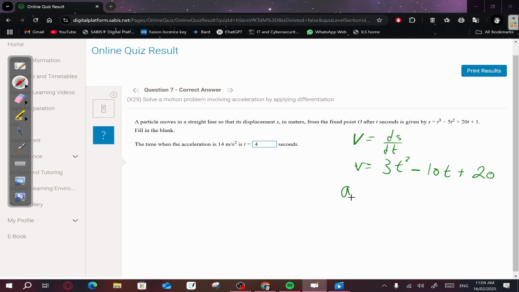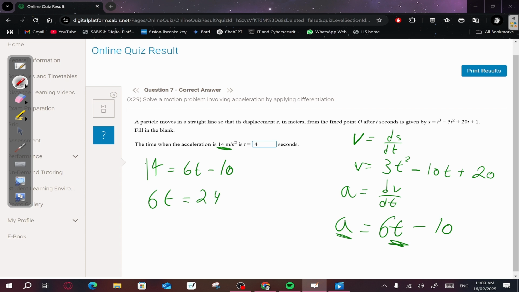Now a is equal to the second derivative, or dv by dt. So a is equal to 6t minus 10. We want the time t, and we're given the acceleration, so since our acceleration is 14, 14 equals 6t minus 10. I just substituted 14 for a. Take 10 to the other side, it becomes positive. 24 equals 6t, so t is equal to 4 seconds. And this is our final answer.